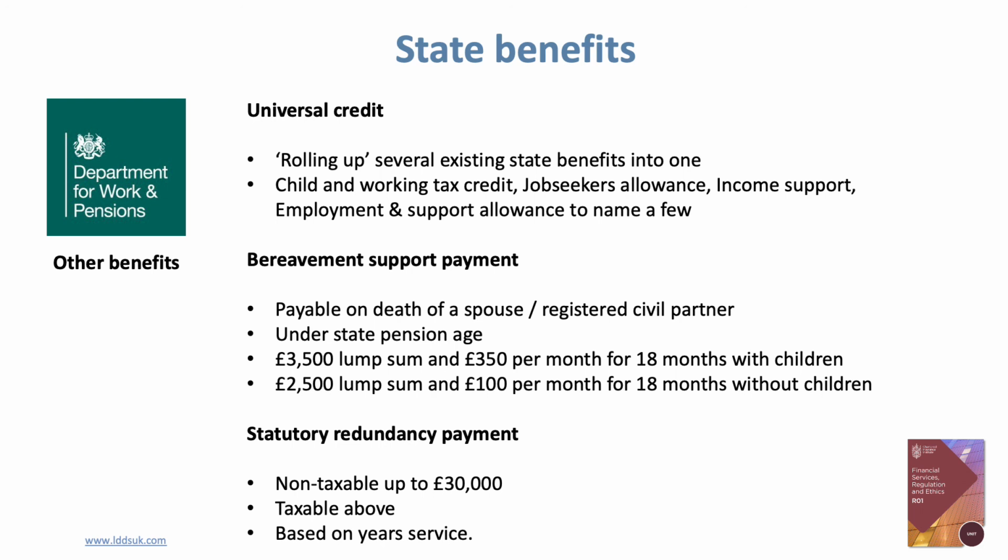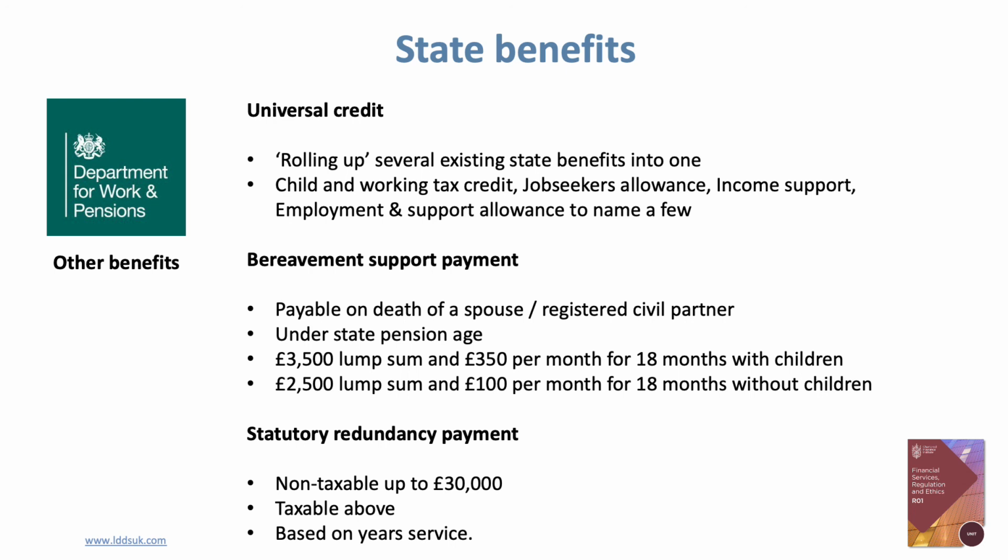We've also recently seen the introduction of a bereavement support payment, which is designed for people that essentially die under state pension age. And depending on your circumstances, a lump sum and an ongoing monthly amount will be paid for 18 months post your death. So it largely depends on dependent children here. If you die with dependent children under state pension age, then a £3,500 lump sum and 18 monthly payments of £350 will be paid by DWP.